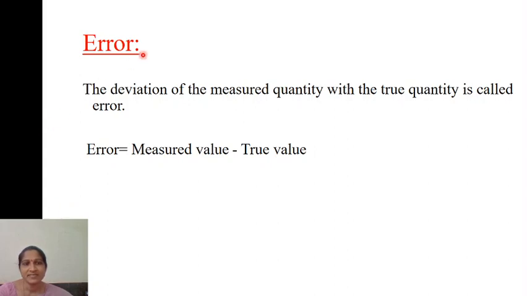Now I am going to discuss different types of errors. So first of all, what is an error? Error is nothing but the deviation of the measured quantity from the true quantity. That means error is equal to measured value minus true value. That is the error.